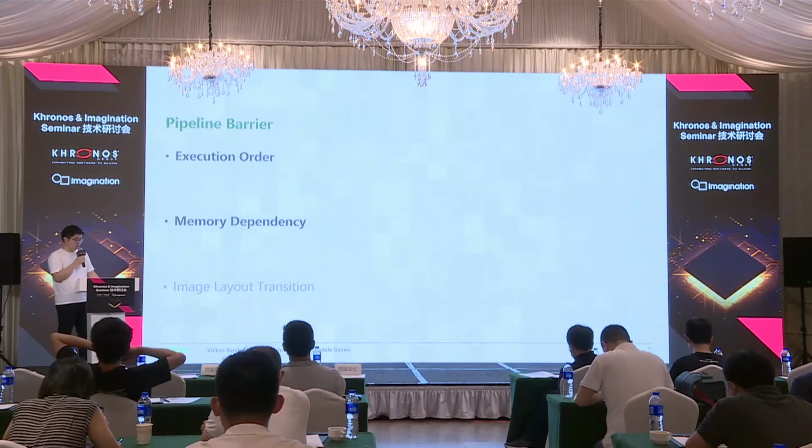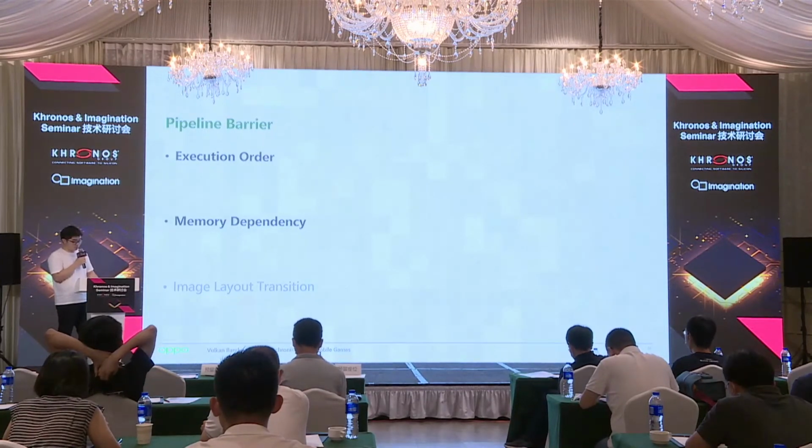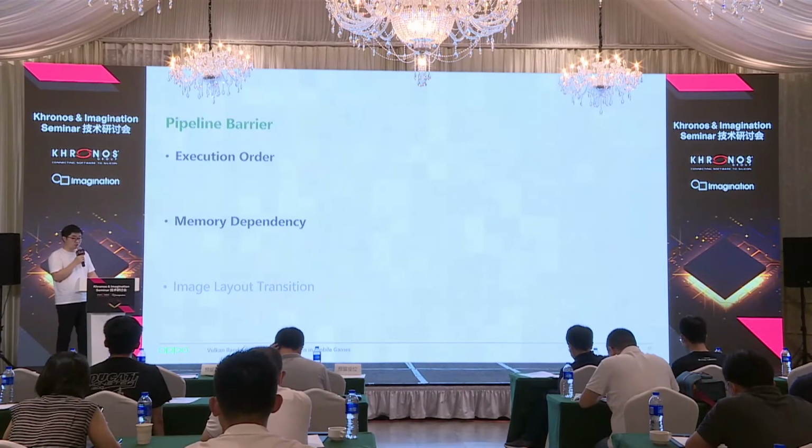These three points are the pipeline barriers functions mentioned by the Vulkan spec. The first one is the controlling of execution order, because when GPU executes orders, it doesn't go after the order being submitted.